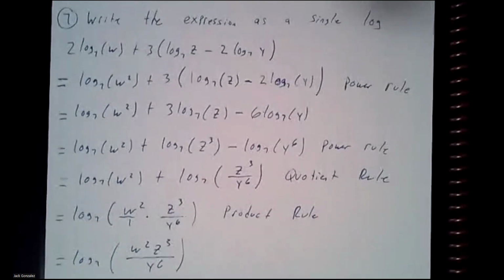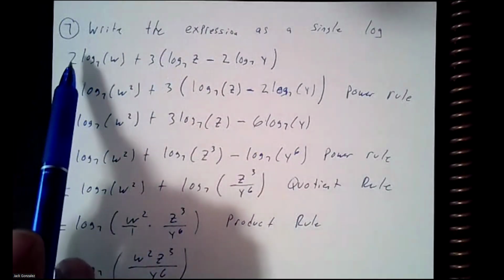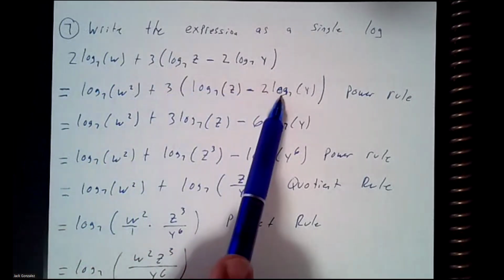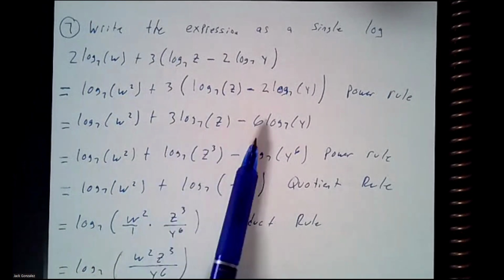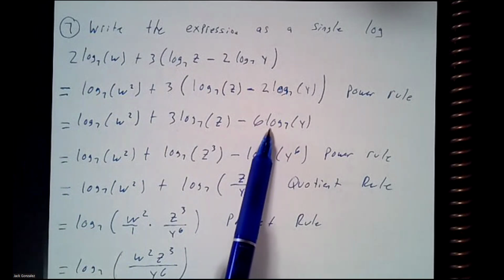Okay, let's start from the beginning. First thing we did was bring up this 2. Then we distributed the 3 onto both, giving us 3 log 7 and negative 6 log 7. Then we brought those powers up.